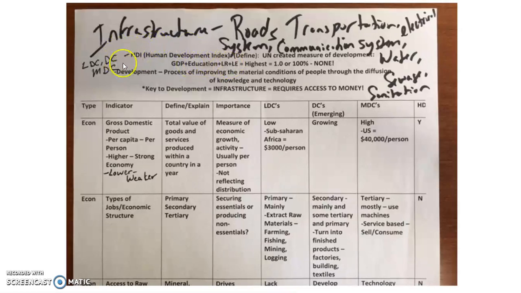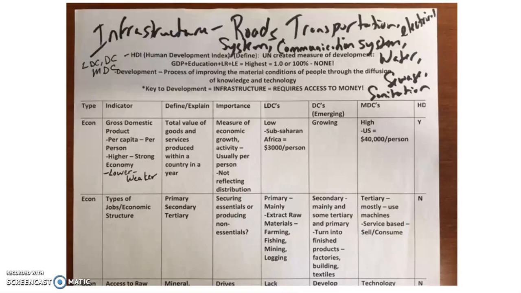So this HDI then gives us a number, less than 1, that then categorizes that country as LDC, DC, or MDC. So that's how these countries are categorized as either LDC, DC, or MDC. Remember, in this class, our main purpose is to analyze a country's level of development, so categorize them as actually what level of development, LDC, DC, or MDC.